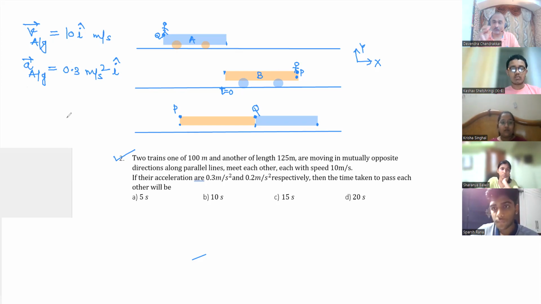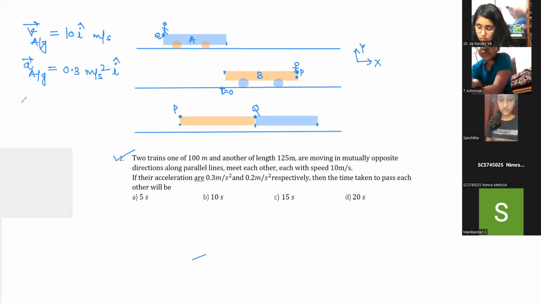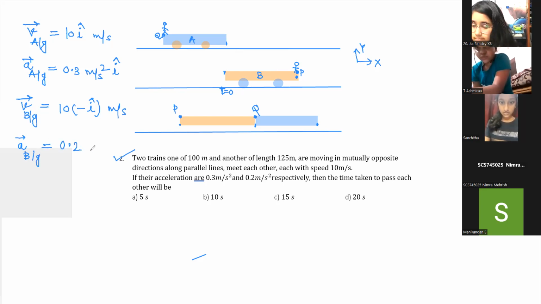Now, see the beauty of vectors. You need not have to think also. The only thing is you have to write vectors in correct sense. That's it. Okay. Check karte jao. Now, what is velocity of B with respect to ground? It's 10 minus i cap because they are moving in opposite directions, right? What is acceleration of B with respect to ground? It is 0.2, they are moving in mutually opposite direction, minus i cap meters per second square, right? All of you.